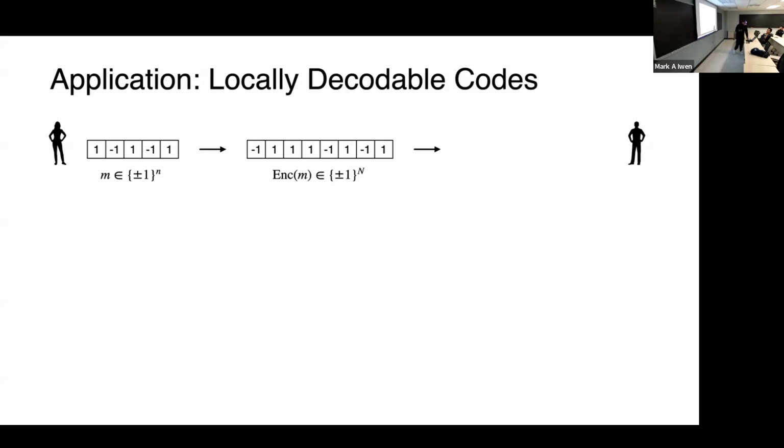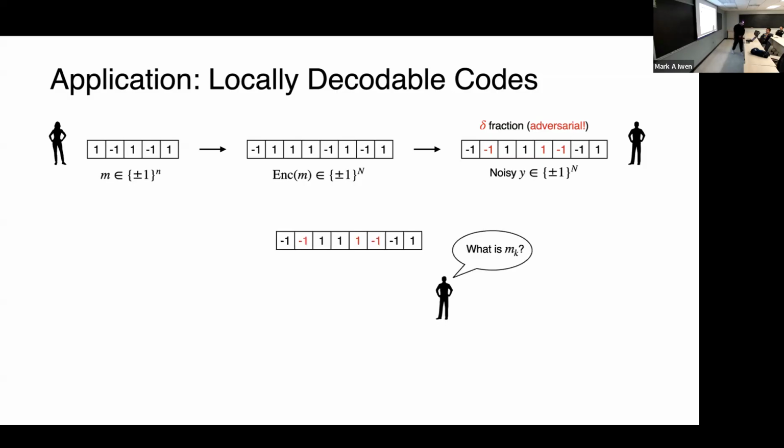send it through the channel, and on the other end, Bob is going to get the noisy message Y, of length capital N, where a delta fraction of the message is corrupted arbitrarily. We make no assumption on how those delta N points are chosen or flipped or not flipped. We just know that at most delta N points have changed. Now what does Bob want to do? For any k, he wants to figure out what the kth bit in the original message is.